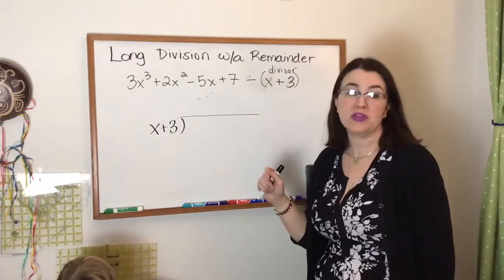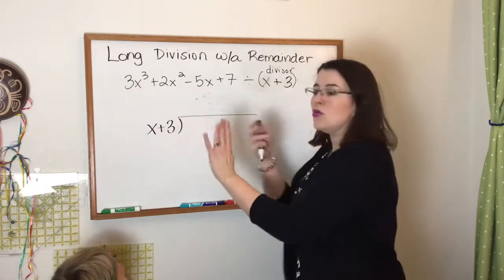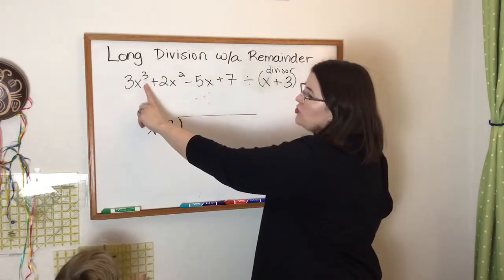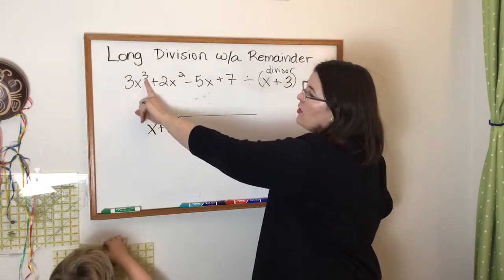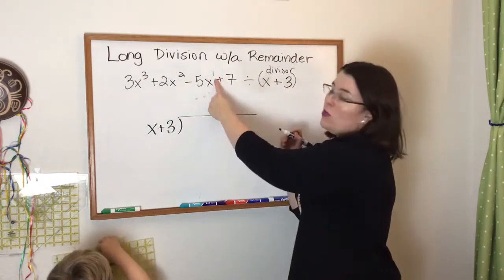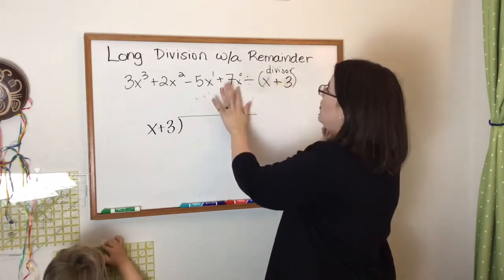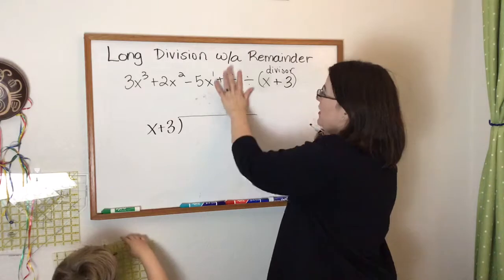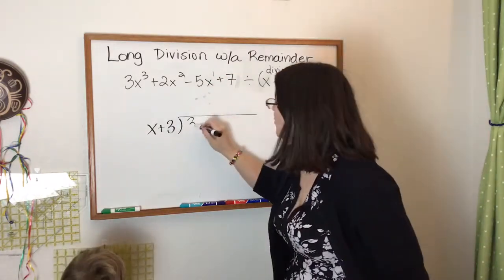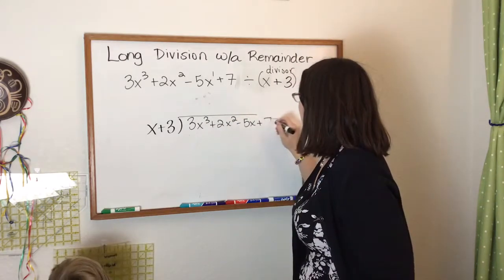You need to check for a placeholder. What that means is you start with your largest power, and in order to keep order, you have to make sure you decrease by 1 power every time. So I went from x cubed to x squared to x to the first, even though it wasn't written there. And this one technically is an x to the 0 power, but because that just means 1, we don't need it there. I didn't skip any steps, so I'm just going to write in 3x to the third plus 2x squared minus 5x plus 7.